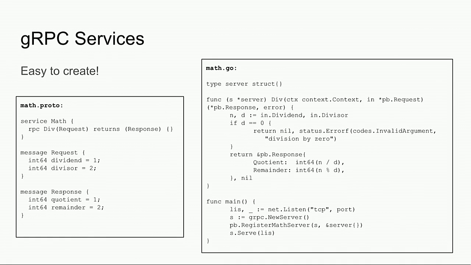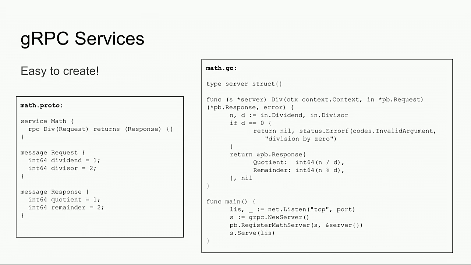So this is a typical Hello World style example. On the left-hand side is an example of what the proto file would contain that describes the service and the RPCs that it provides. Here you can see there is a math service defined which has a division RPC, and it accepts a request message and returns a response message, and those are defined below.